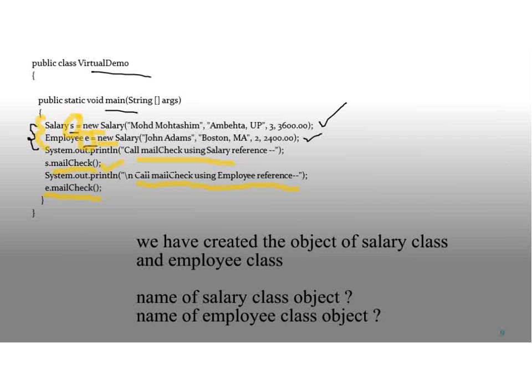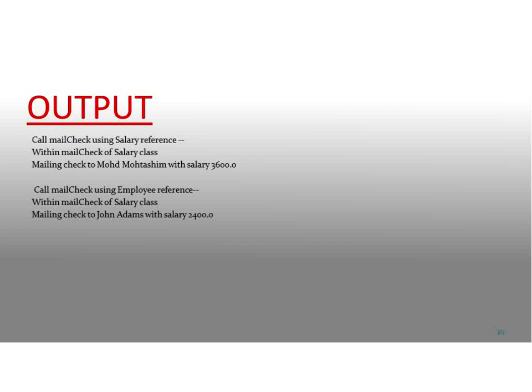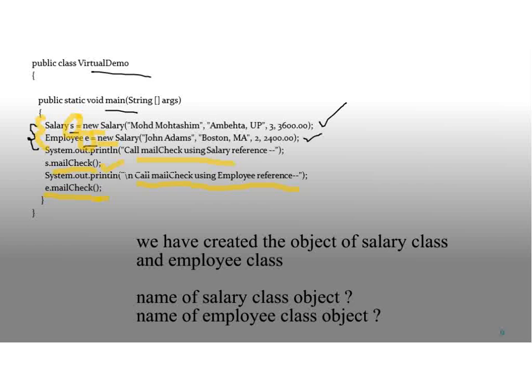Now, can you tell me what will be the output of this program? What will be the output? Remember that we have the mail check method in both the parent class as well as in the child class. The same method, but the definitions of these methods are different. So what will be the output? You see, the output is this one.